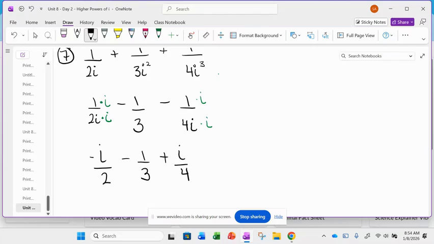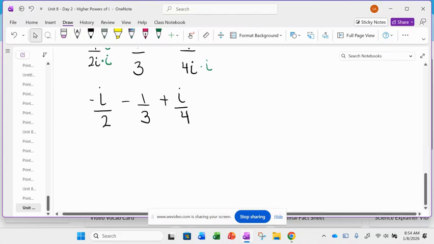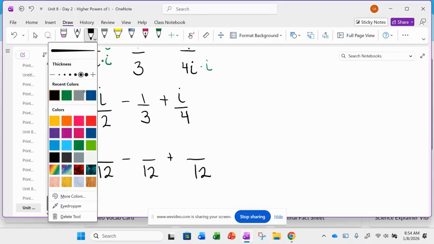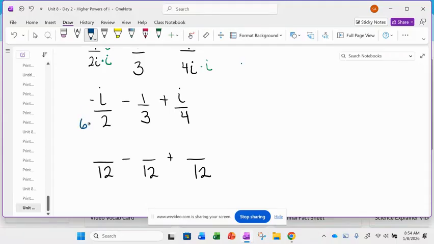All right, now can I create a common denominator? Yes. What is my common denominator for 2, 3, and 4? 12. So in the first fraction, I'm going to multiply top and bottom by 6 to create that 12. In the second one, I'm multiplying by 4. And in the third one, I'm multiplying by 3.